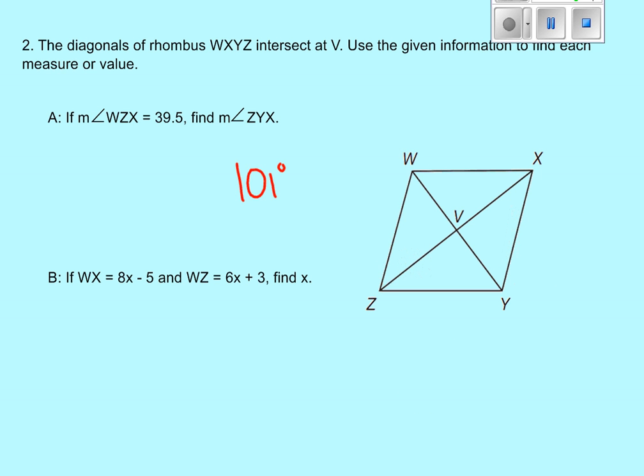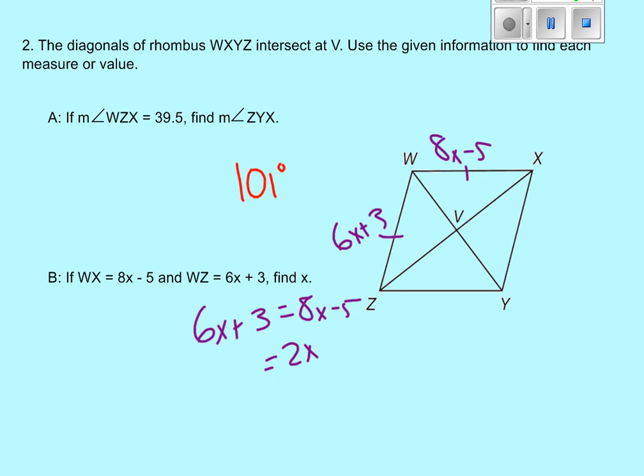WX is 8x minus 5. WZ is 6x plus 3. Find x. Well, it's a rhombus. Those two are equal to each other. Simple enough. So we've got 2x equals 8. So x is going to equal 4. Again, all I did was algebra. Subtract 6x, add 5.